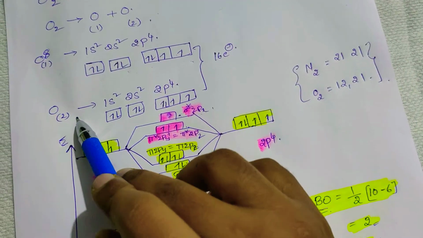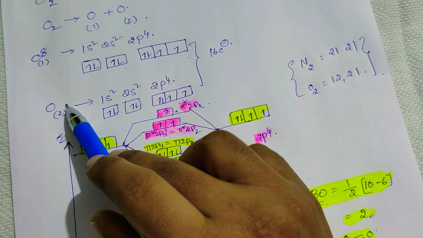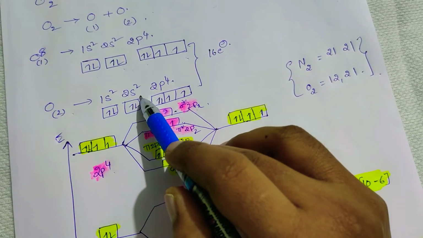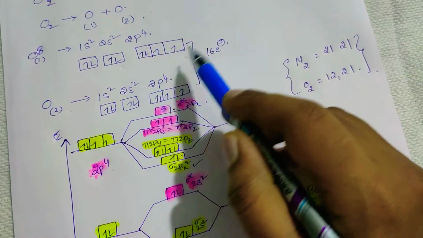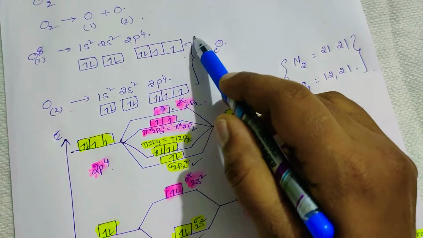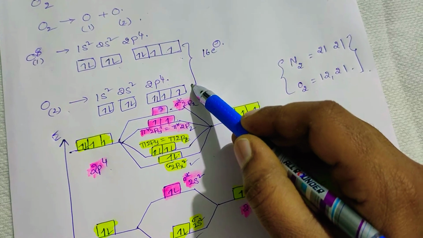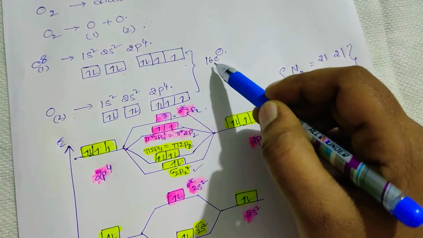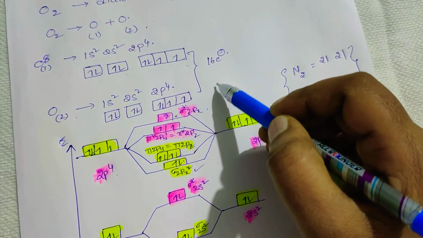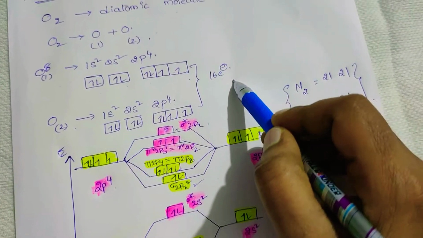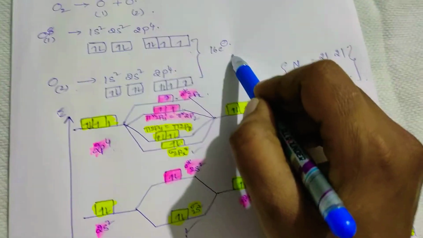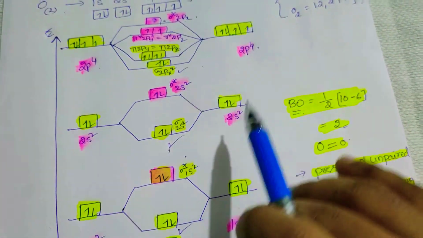And the other oxygen, the atomic number is 8, same 1s2, 2s2, 2p4. The first oxygen has 8 electrons and the second oxygen has 8 electrons, giving 16 electrons. These 16 electrons we use to draw the molecular orbital energy level diagram.